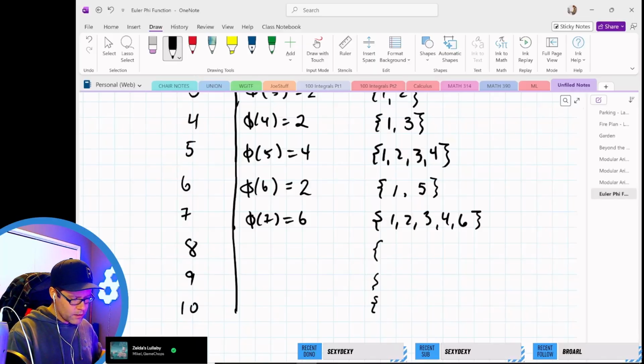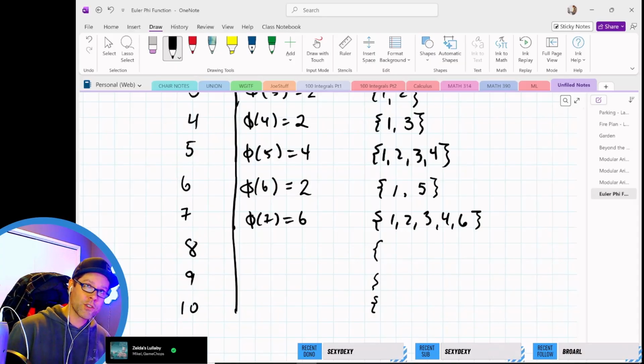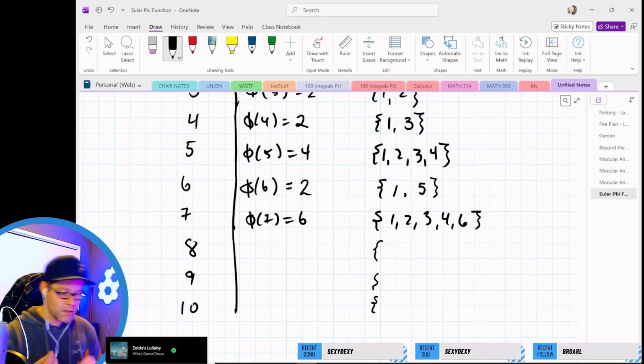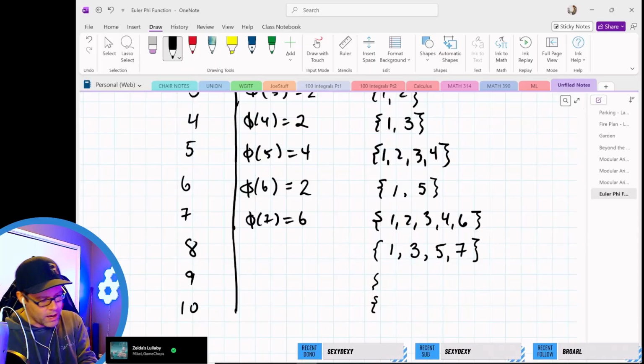Okay, we've done 7. Moving on to 8. So 8 has only factors of 2, right? It's 2 times 2 times 2. So as long as we don't have an even number, we should be okay. So 1, 3, 5, and 7 should all be coprime with the number 8. So phi of 8 should be 4.